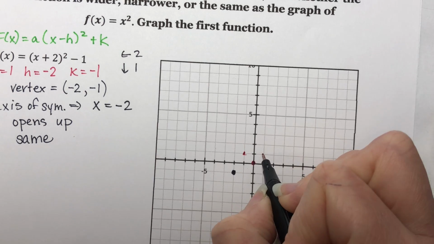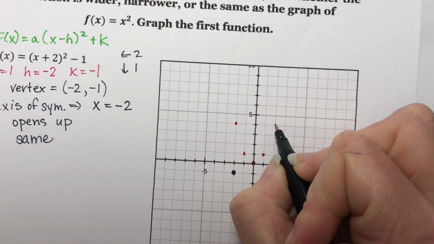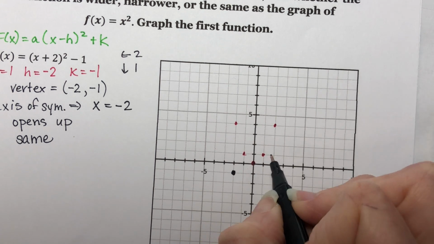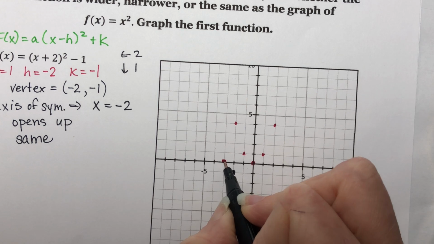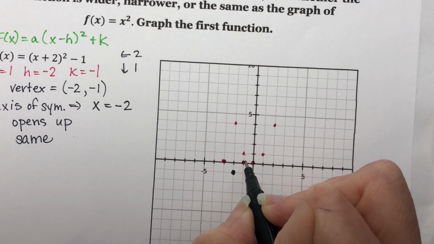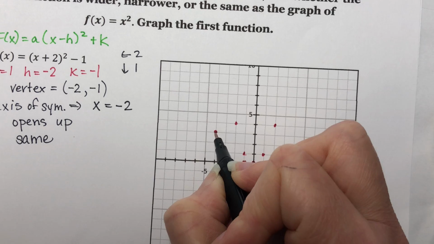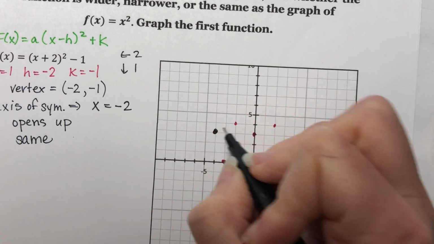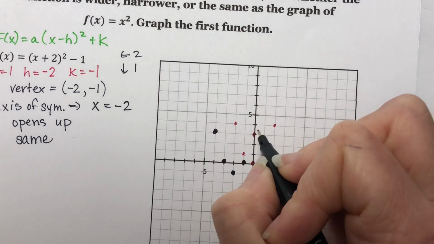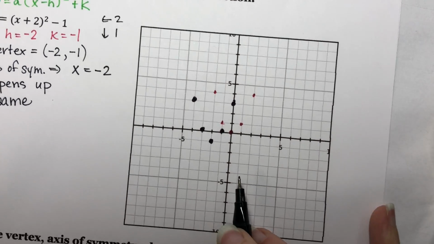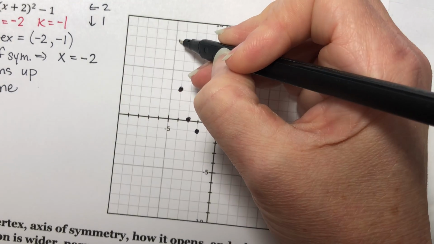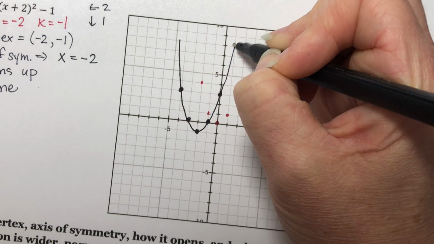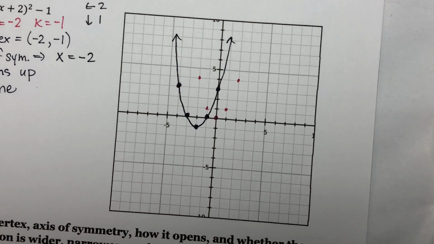Now I'm going to go ahead and ghost all my other points, and I'm going to move them accordingly. This point, left 2, down 1. Take this one, go left 2, down 1. Left 2, down 1. And left 2, down 1. Okay, I need to do those in another color. I realized that was very confusing. Okay, so those are my new points. Connect them as smoothly as you can, and you have your new graph.